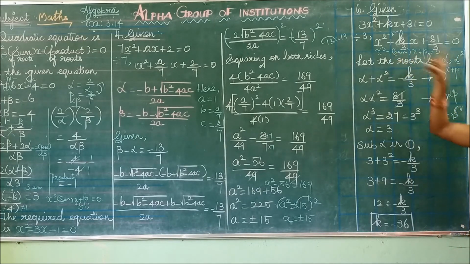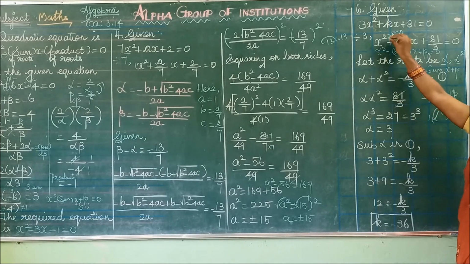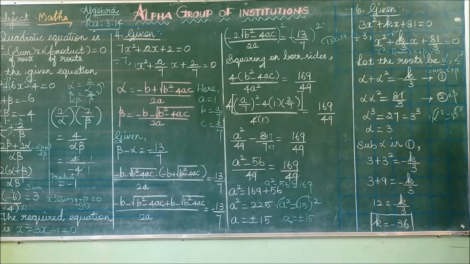In the general formula here is minus but in our format we contain the plus. So you have to change the plus sign as minus into minus. So if you are changing, what is our sum? Our sum is alpha plus beta. Here alpha plus alpha square which is equal to minus k by 3. Then product is alpha cube which is equal to this value 81 by 3. Here we are finding the value of alpha and substituting the alpha value in the first equation. We are getting the solution for the k value.